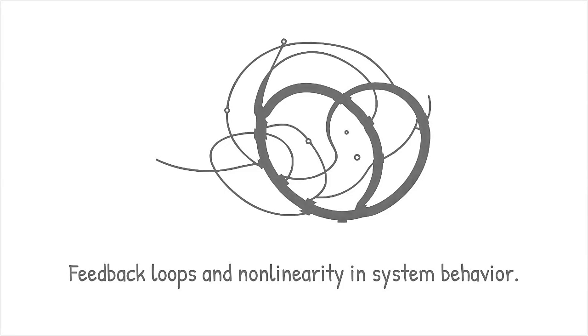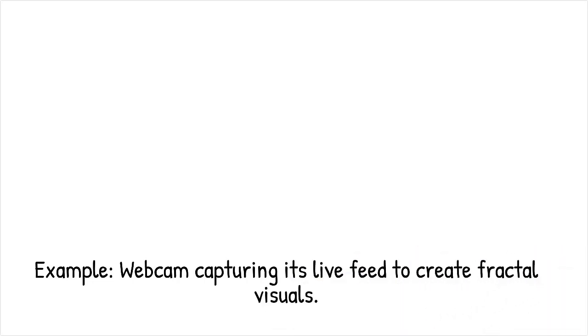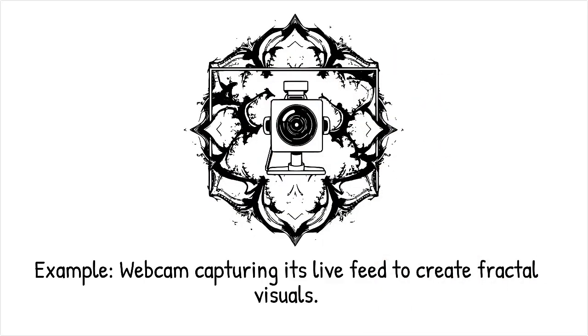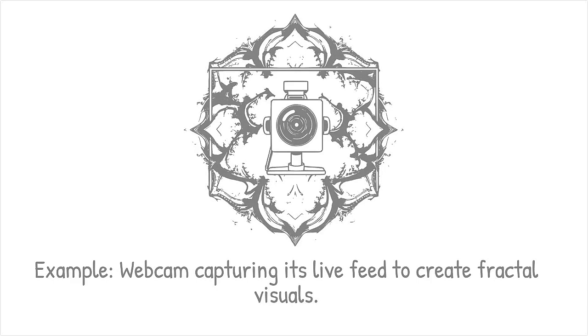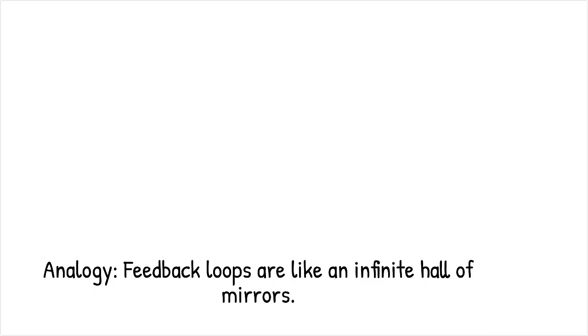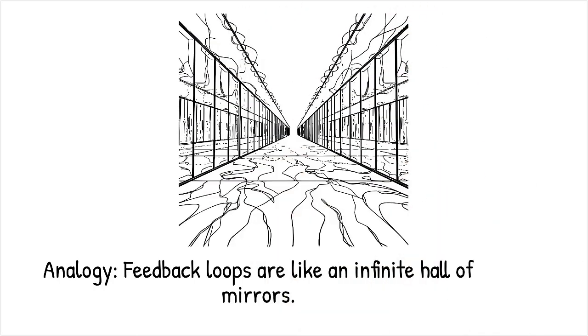patterns. When a webcam is pointed at its live feed on a monitor, the camera captures the screen's image, which is then processed and displayed back onto the screen. This creates a cascading effect where the screen and camera continually interact, forming fractal-like visuals. This process is akin to a hall of mirrors, where each reflection captures another, creating infinite depth and patterns. In a feedback loop, each interaction adds complexity, much like fractals are built through repeated iteration.